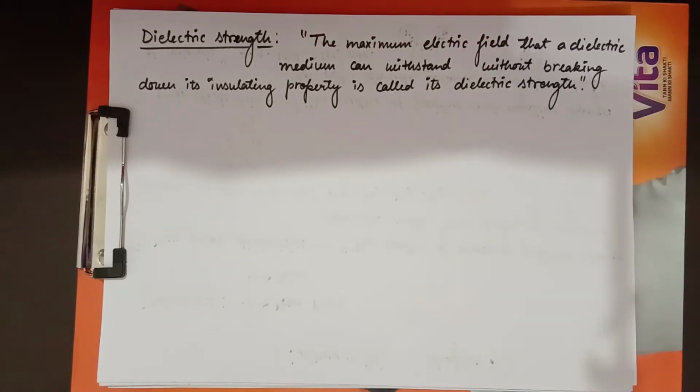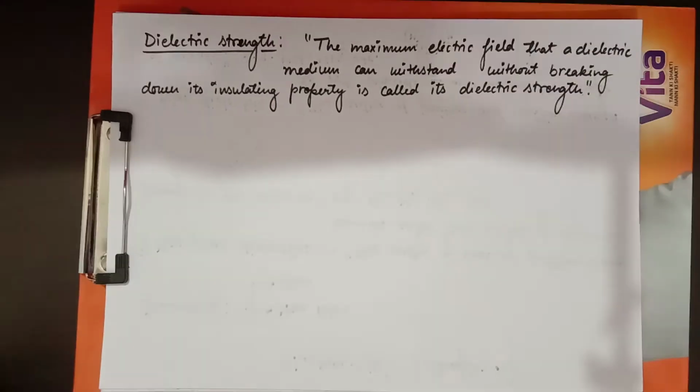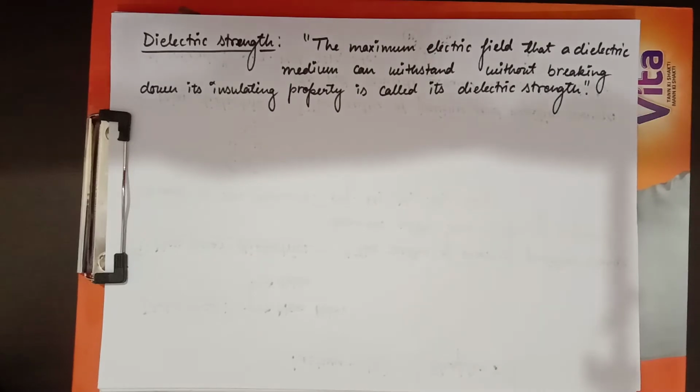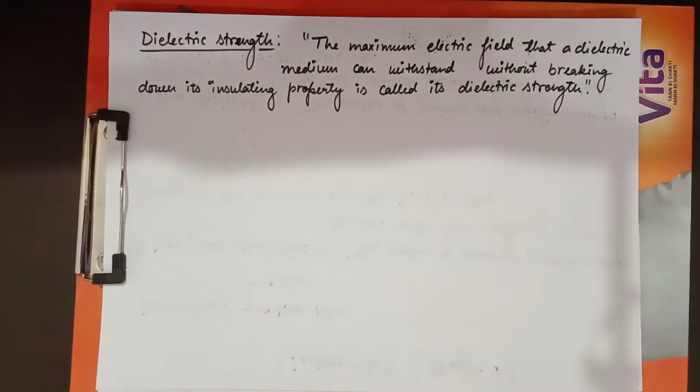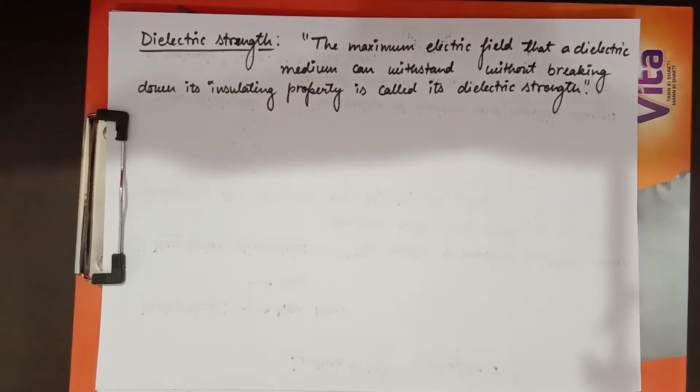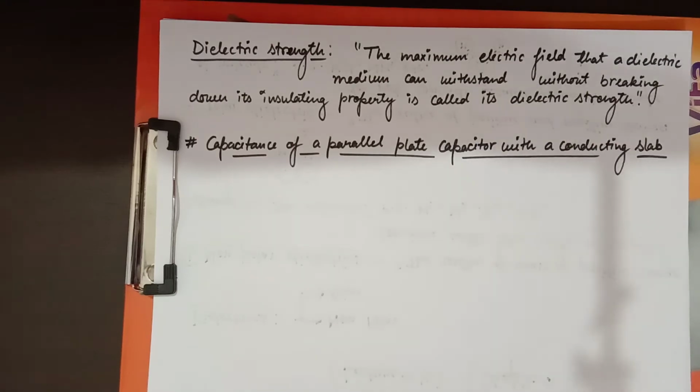Next is dielectric strength. Dielectric strength is the maximum electric field that a dielectric medium can withstand without breaking down its insulating property. So each and every dielectric material has its own dielectric strength, and it can be measured with some specific experiments, and there is a table for each dielectric, such as natural rubber, mica, polystyrene, and so on. So that was all for dielectrics.